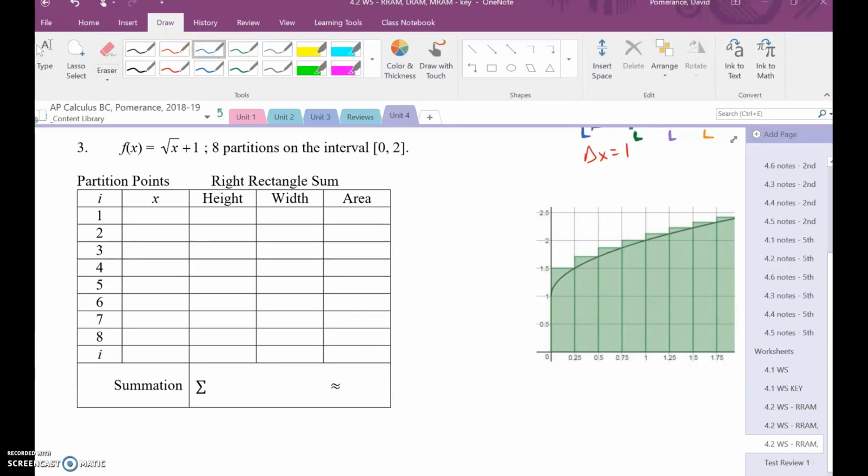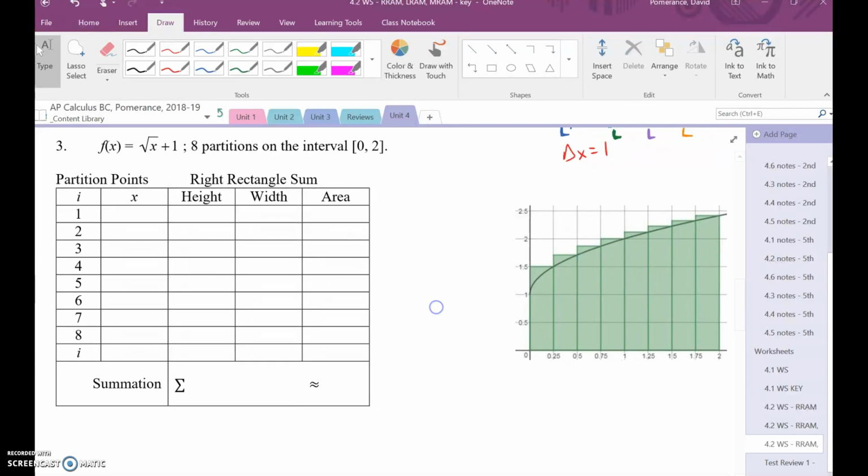Next example, we changed the function to the square root of x plus 1. We changed the interval from 0 to 2, and we changed the number of partitions to 8. So I like to start by figuring out what our delta x value is going to be. We're going from 0 to 2, but we're dividing that into 8 pieces.